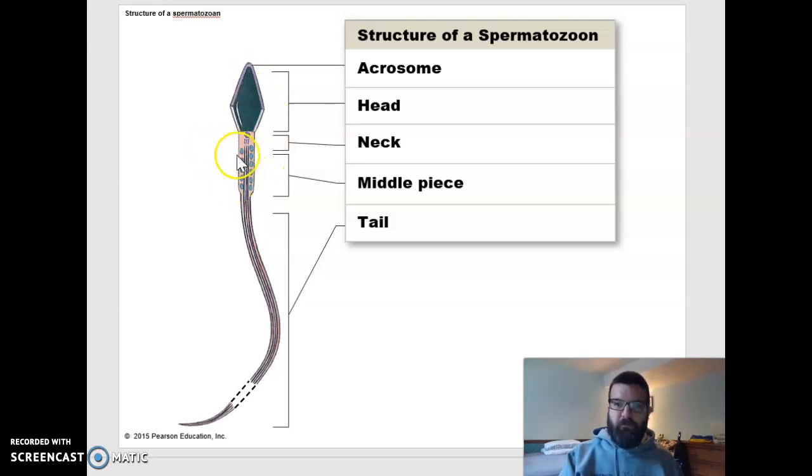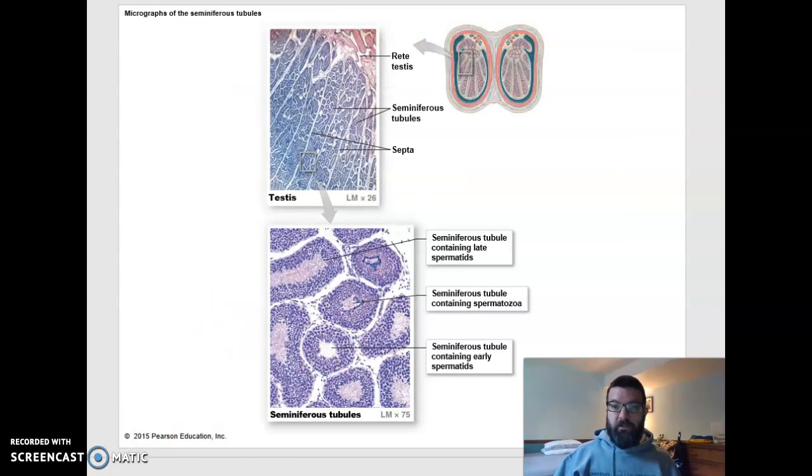The midpiece is full of mitochondria that create ATP and allow for the tail, which is really a flagellum, to whip back and forth, or really it's more of a corkscrew motion, to allow the sperm to swim to the egg. So again, the swimming is important because you're delivering this DNA to the egg. This is a closer look at those seminiferous tubules that we talked about that you find within a testis.